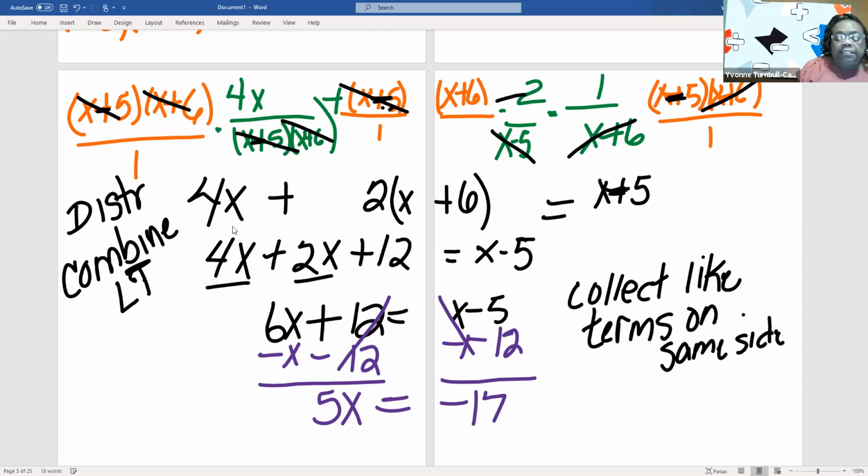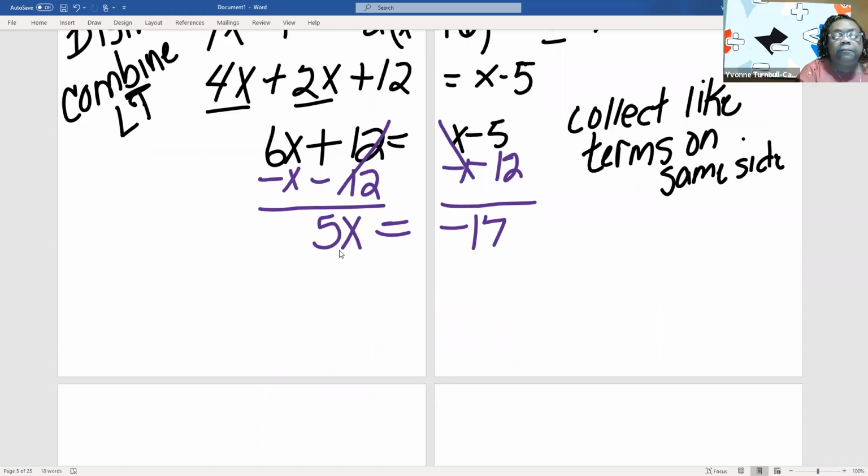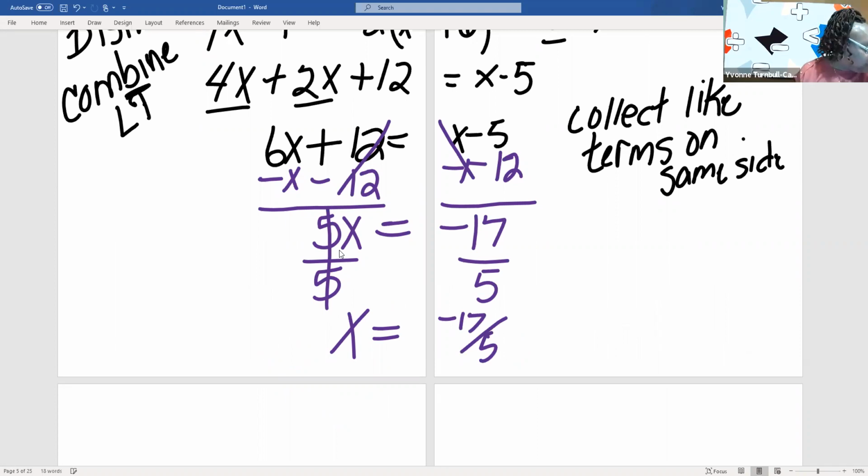X is not by itself yet, so we need to divide by the coefficient, which is 5. And those cancel. And our answer is negative 17 fifths. And we're done.